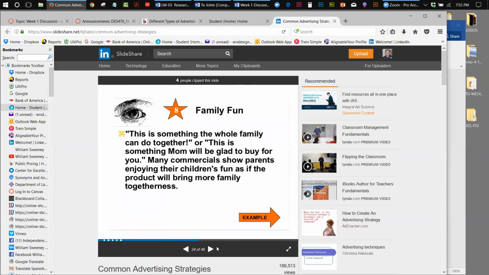Family fun. This is something the whole family can do together. Or is it something mom will be glad to buy for you? Many commercials show parents enjoying their children's fun as if the product will bring more family togetherness. That's always a good one. And that one, I think, is more targeted towards the parent. I could be wrong, but it would seem to me that if they could convince the parent to buy something, then they're the ones that have the money for the most part. I'm not saying that kids don't have some money and can buy things on their own, but very often, who's doing the real buying in the family? It's usually the mother, sometimes the father.